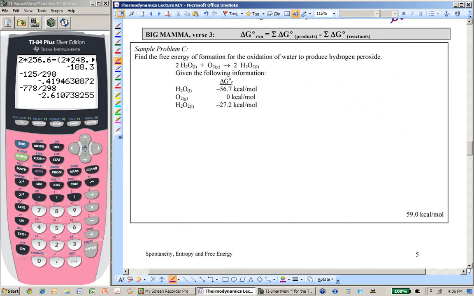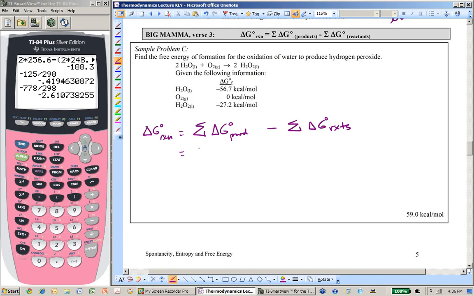They were kind enough to give me an equation, and they were kind enough to balance it for me. So delta G naught for the reaction is equal to the sum of the delta G naught of the products minus the sum of the delta G naught of the reactants. That's usually worth a point on the AP exam, even if you screw everything else up from this moment forward.